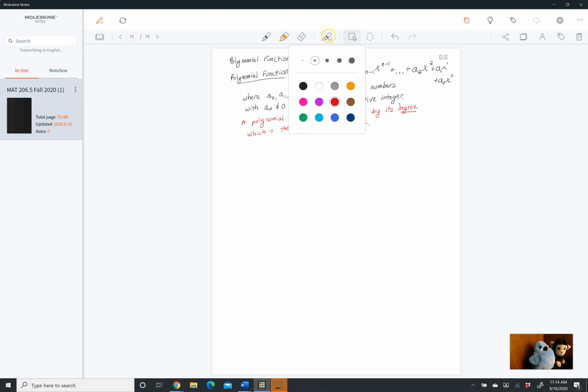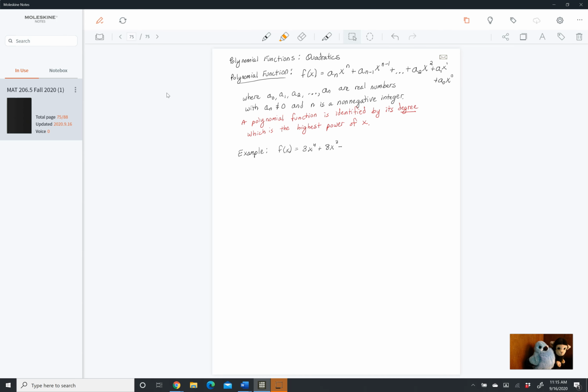So let me give you an example of a polynomial so that you can really see how this works. So if we had f of x is equal to 3x to the 4th plus 8x cubed minus 7x squared plus 2x minus 4. This is a polynomial. The degree of this polynomial is the highest power of x. So the degree is 4.